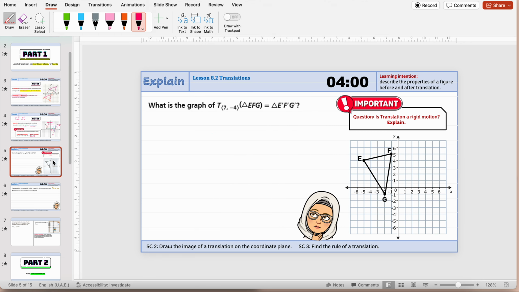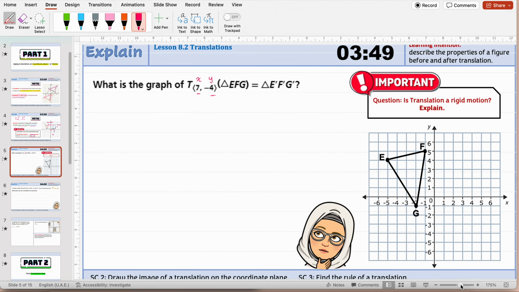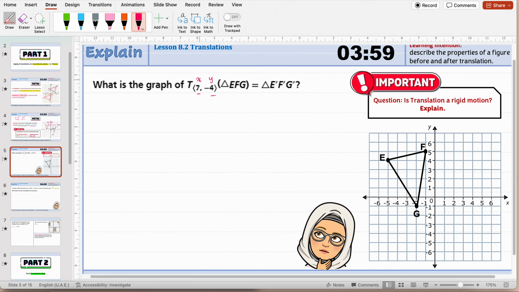Okay? Let's see. They might give you a shape like this one and ask you to translate it 7, negative 4. 7 on x, negative 4 on y. It means that you have to translate it 7 units positive on x, 7 units to the right, 4 units negative on y, and 4 down. For what? The triangle EFG. Basically move every single vertex, it's gonna be enough. So again, how can we do it? Just move each vertex alone, okay?